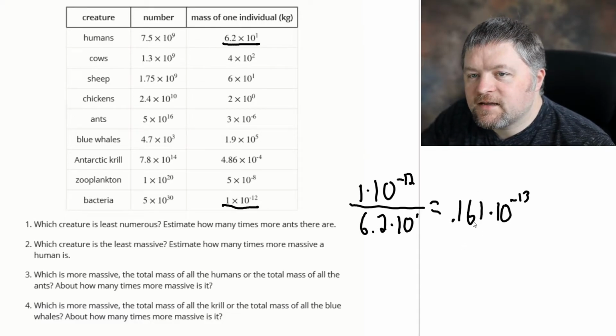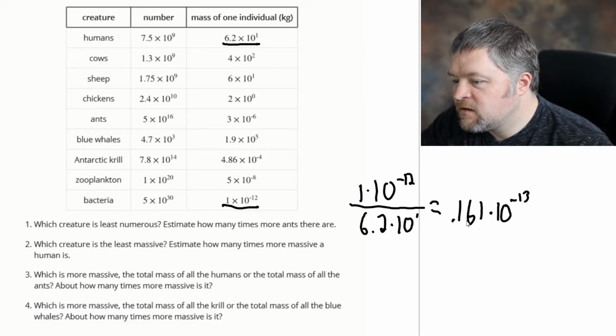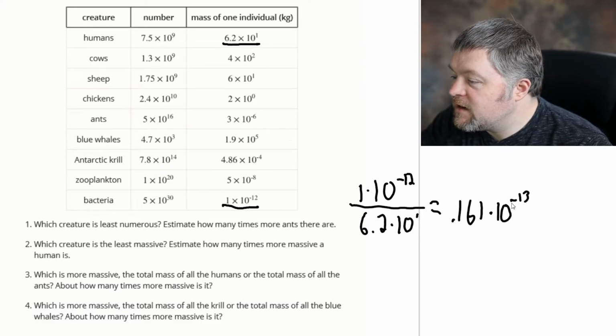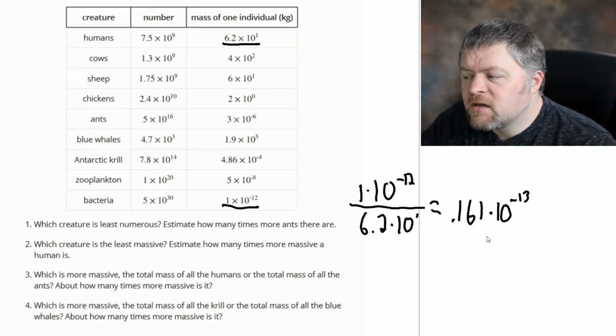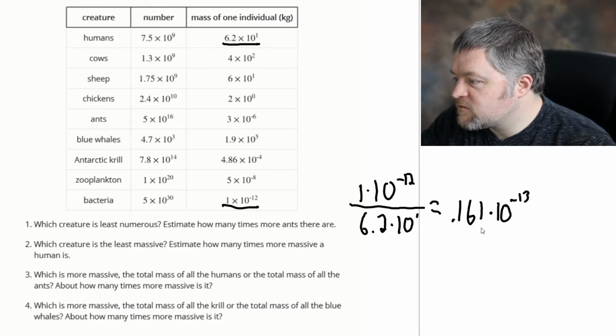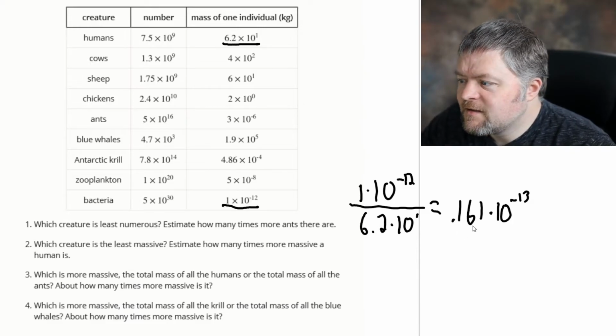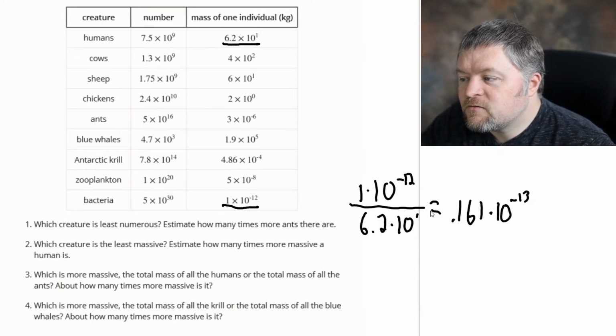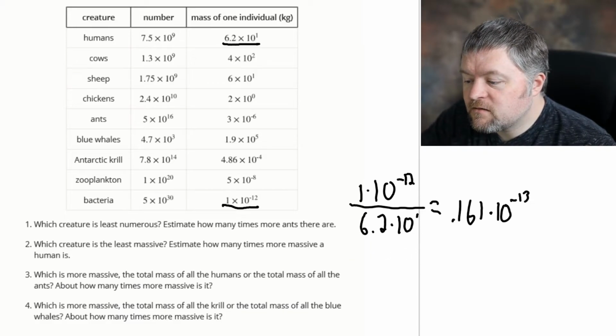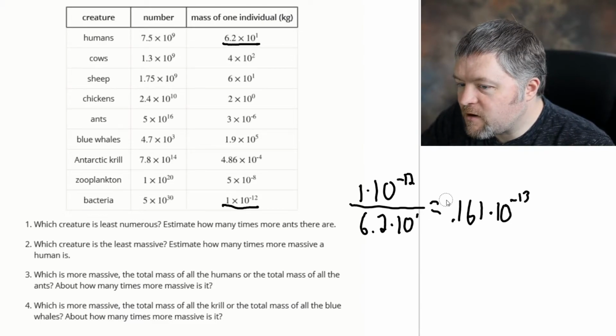Now, does that answer make sense? How many times more massive is a human? Negative exponent means 0.00013 zeros 161. I don't really think a human is 0.1 times bigger than a bacteria, which means we did our division problem upside down.